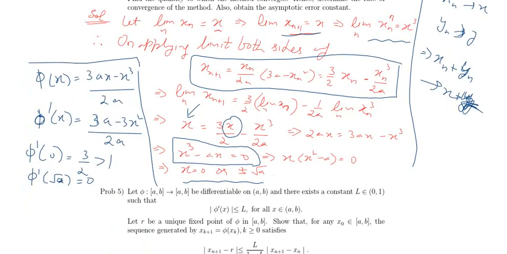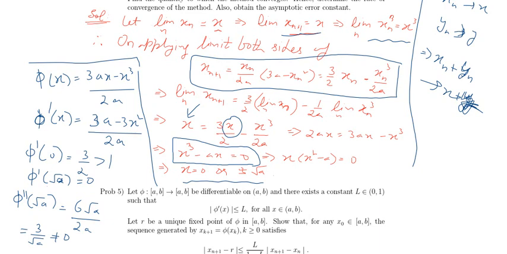And also, what is phi double dash? If you obtain phi double dash at root a, that is equal to minus 6x by 2a. So x is root a, giving 6 root a by 2a. So that is, you can say, some non-zero number. So 3 times 3 by root a, which is a non-zero number. So this scheme will converge to the root square root of a, and the rate of convergence is 2.